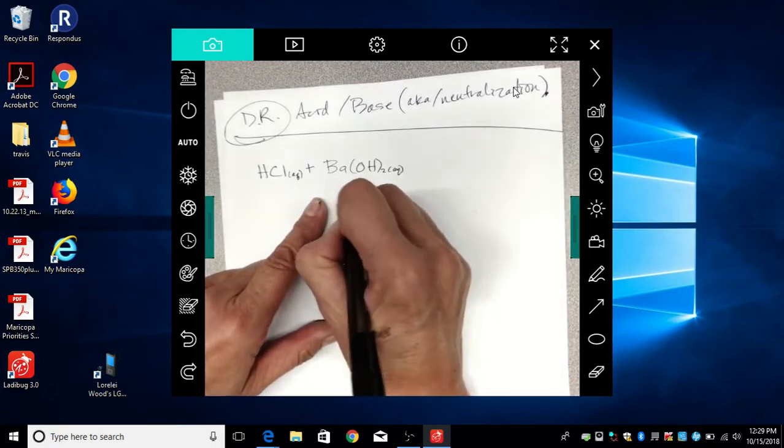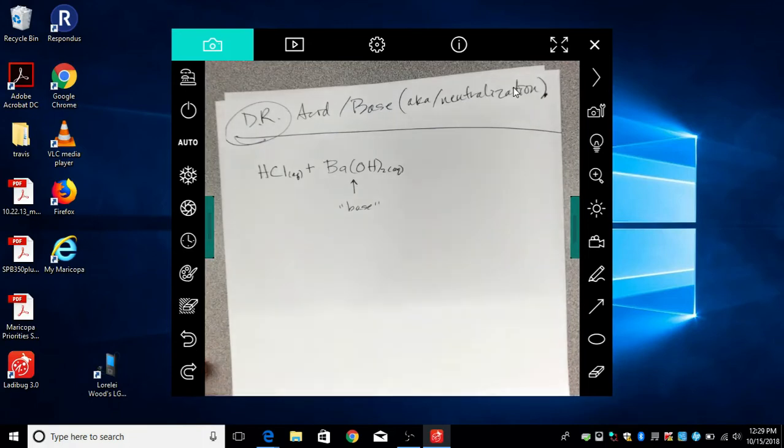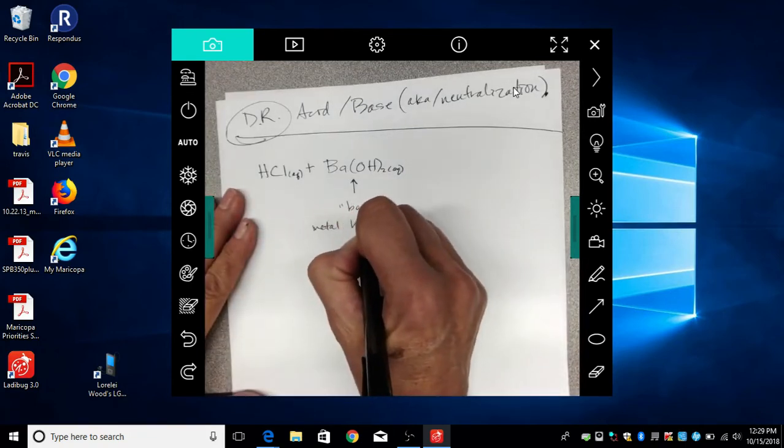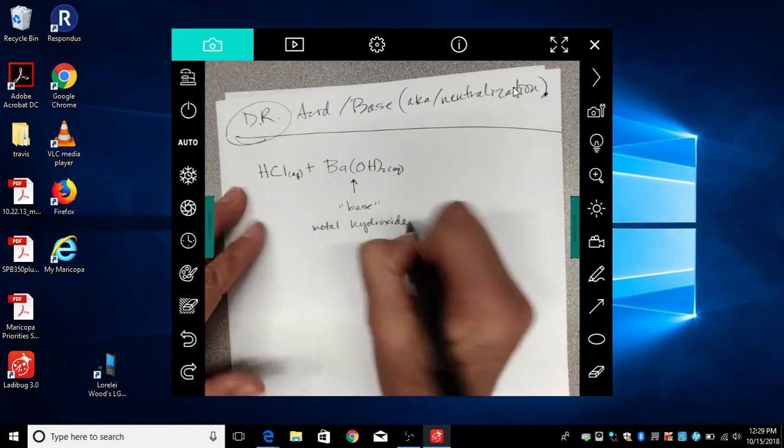That's a base. That's the common slang word that chemists use. How do I know that's a base? By looking at the formula. It has the hydroxide on it. It is a metal hydroxide. And hydroxide is that OH.